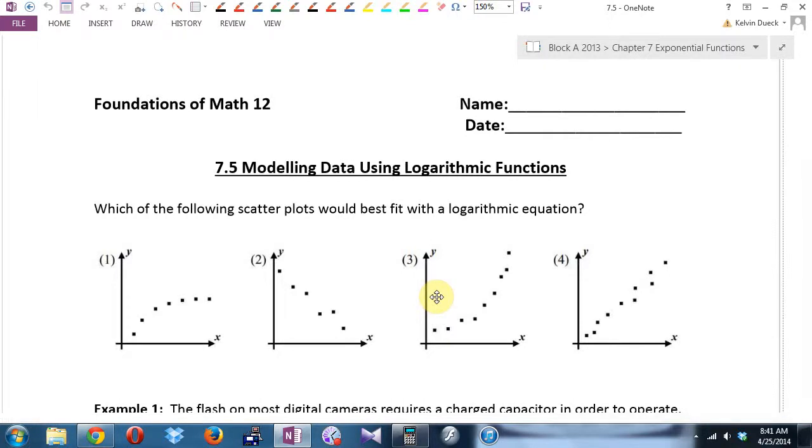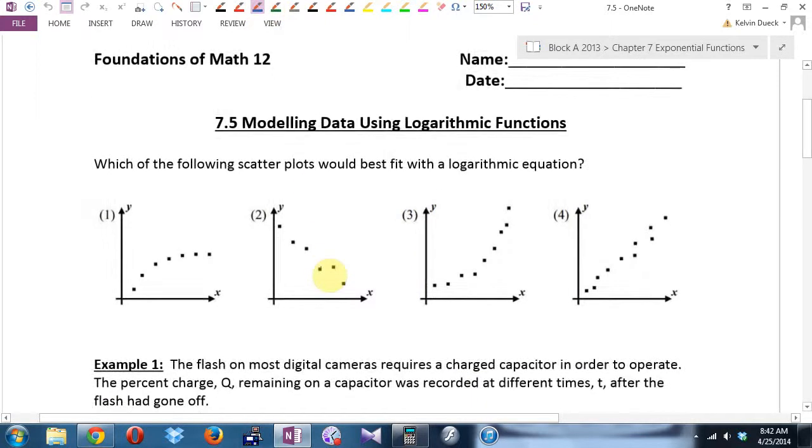Which of the following scatter plots would best fit with a logarithmic equation? Let's see. Sorry, which one looks like a log graph? If you had to guess. Okay, this is a logarithmic equation.